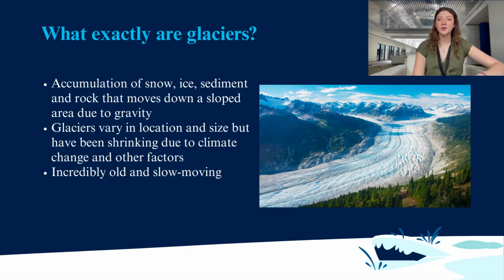We want to start off with a quick explanation of exactly what glaciers are. They're defined as an accumulation of snow and ice with sediment and rock that move down a sloped area due to gravity. A great description for glaciers is that they're like incredibly old and slow-moving frozen rivers. Glaciers vary in region, but most are in Antarctica, Greenland, or other cold areas, and they also vary in size, but overall they have been shrinking and melting at higher rates than usual due to global warming.